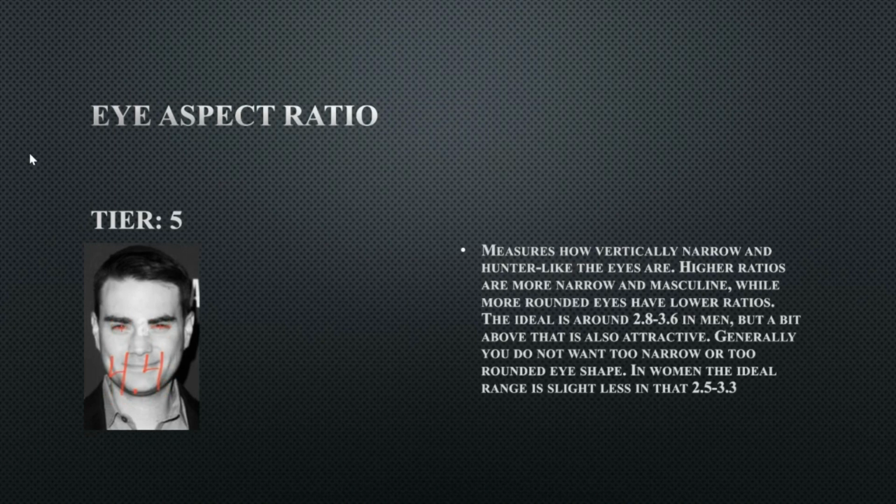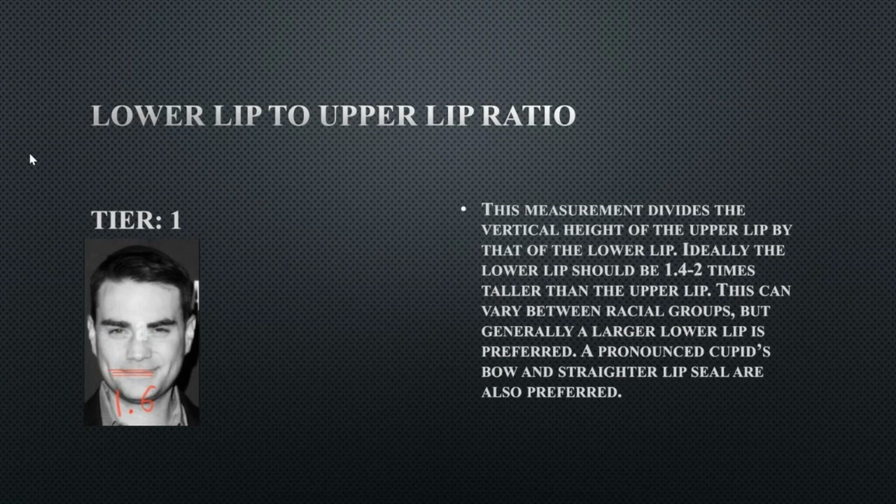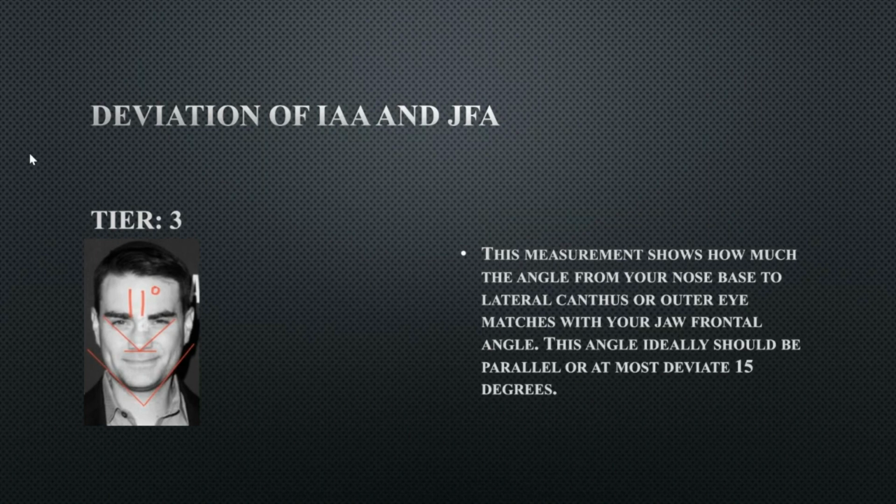His eye aspect ratio is a tier 5 at 4.4, so his eyes are extremely narrow. Even though he's smiling in this picture, it'll still be extremely narrow, so this would not be ideal, so that would be a flaw. His lower lip to upper lip ratio, he does have very thin lips, which is not ideal, but nevertheless it is at 1.6, which is ideal. So his upper lip is smaller than his lower lip, and you do want to have an upper lip that's smaller than your lower lip. That is perfect. The next one is the deviation between the ipsilateral alar angle versus the jaw frontal angle, and it should be no higher than 15 degrees, and his is at 11 degrees and still within the normal range, but this is not ideal.